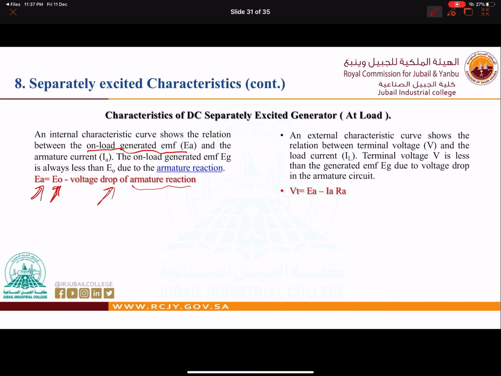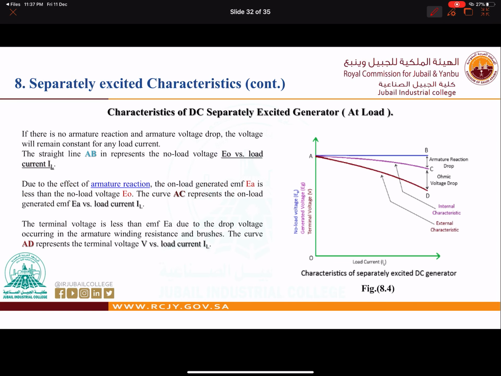Now, the external characteristic curve shows the relation for the terminal voltage VT, which is the point where we connect the load. So VT is equal to EA minus IA RA, which is already explained: the voltage drop on the resistance of the armature. Of course, this is Kirchhoff voltage law, and you should know it from Circuit 1. Can you see here, guys?